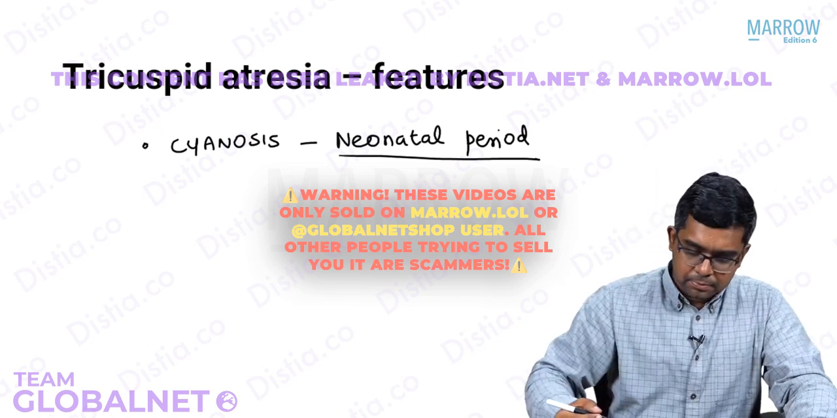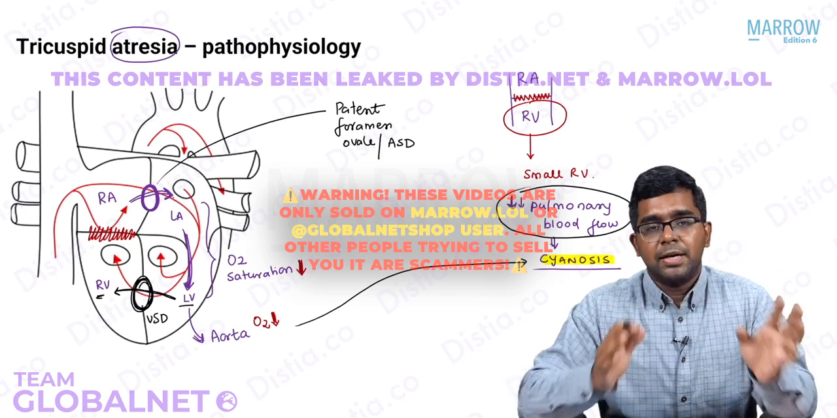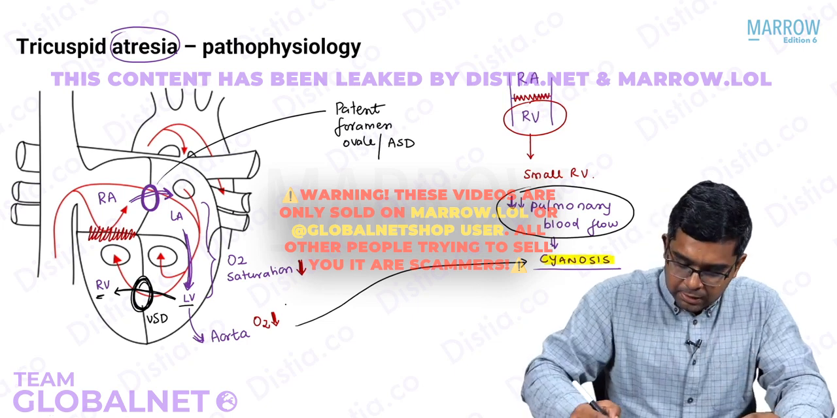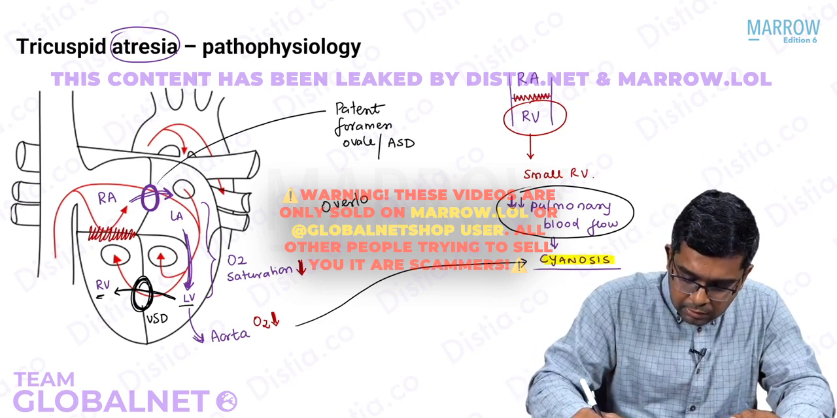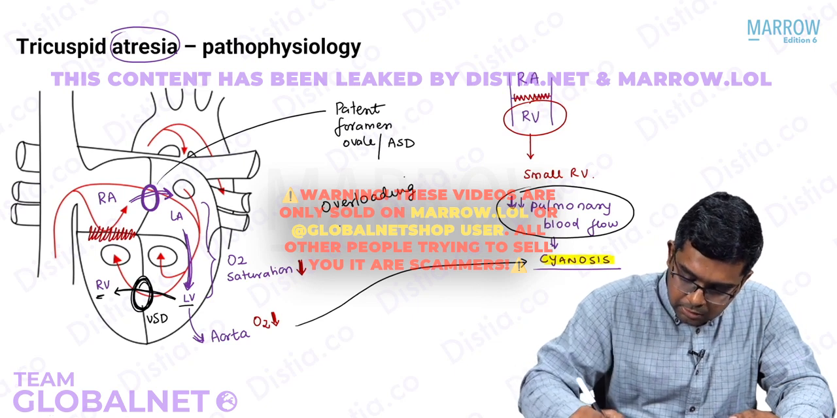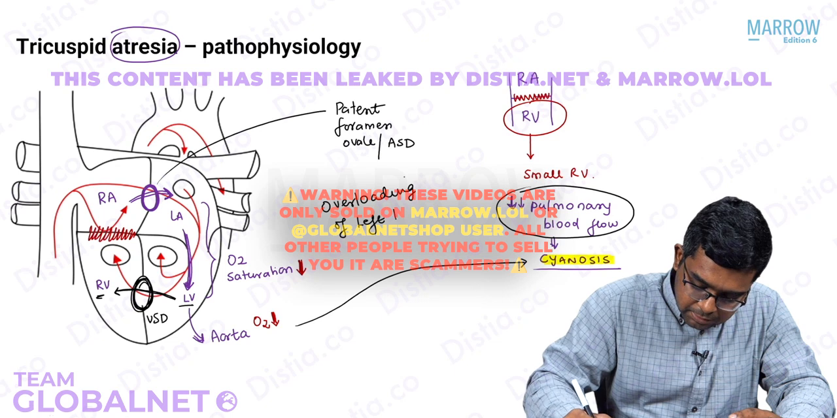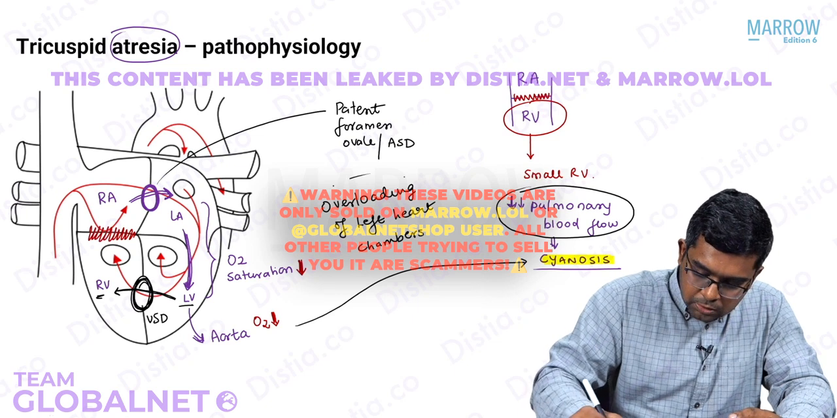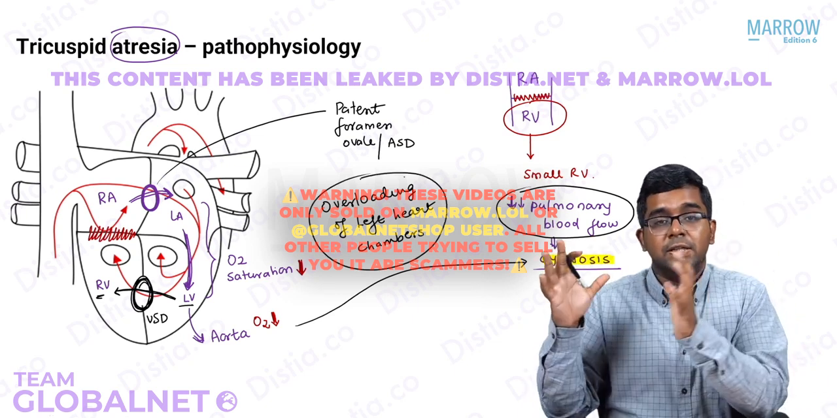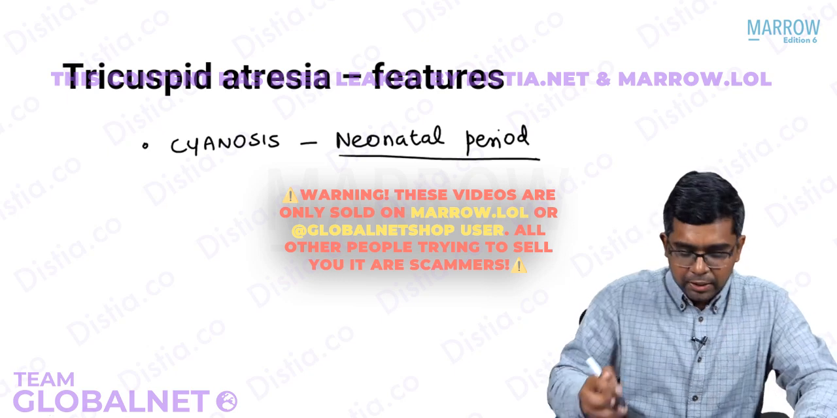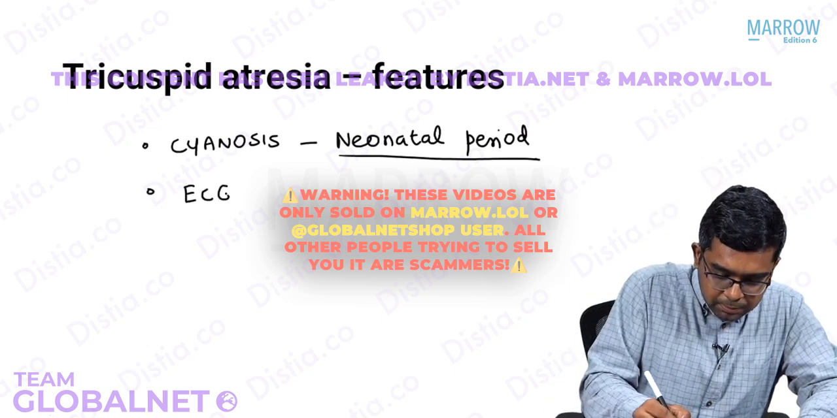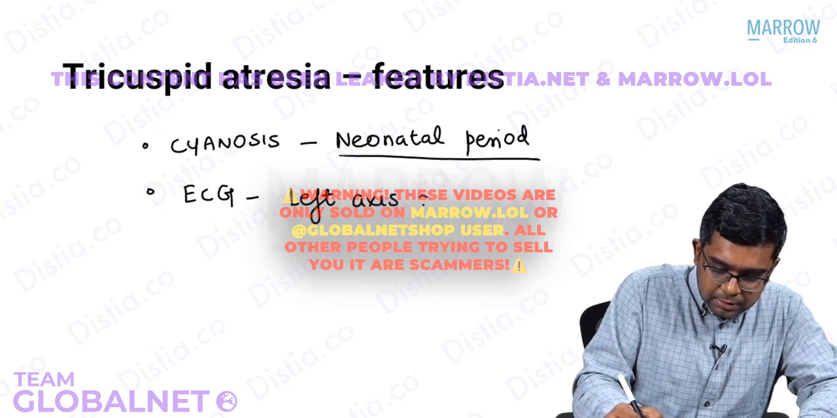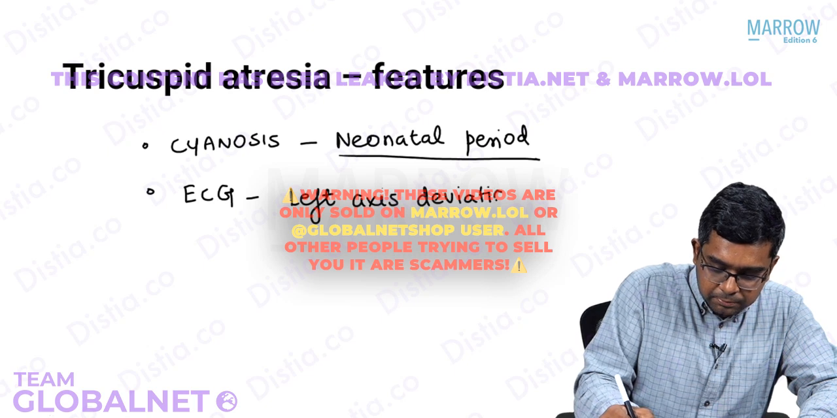Second important feature is, see, I told you most of the blood from the right atrium is getting shunted to the left atrium and left ventricle. So what happens? There is overloading of left chambers of the heart. Correct? Overloading of the left heart chambers. So what is going to happen? There is congestion on the left side of the heart. And if you take the ECG, what is going to happen? There would be left axis deviation. Correct? There is left axis deviation.